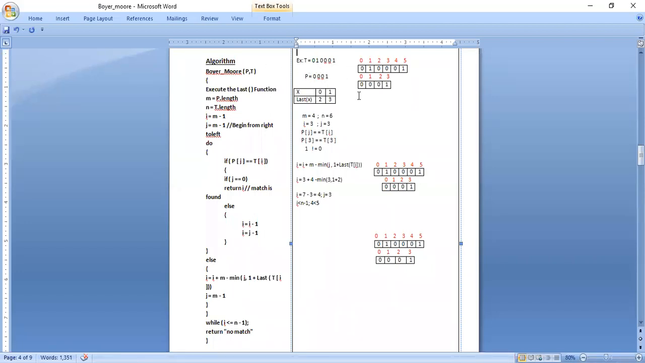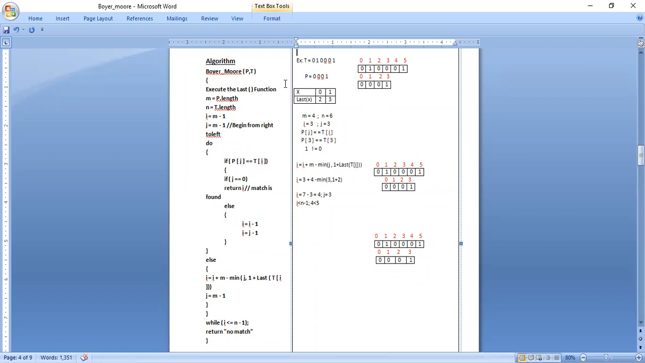In the text, I am trying to find this. By looking at these four characters, you can easily find that at position 0, 1, 2, 3, at index 2, this pattern is going to match in this text. So just by looking, we can see. By using Boyer-Moore, how are we supposed to do this, let us find out.